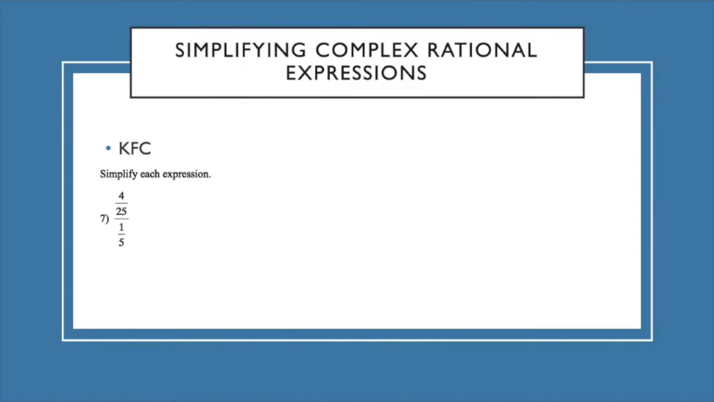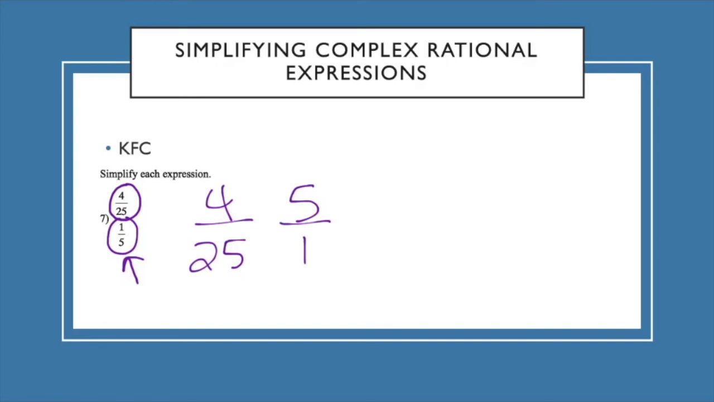Let me explain how we're going to do the KFC. We're going to keep, flip, and change. What I want you to notice here is this is the numerator, but it's got a fraction in it. And this one is the denominator, and it has a fraction in it. These are called complex rational expressions because they're fractions inside of fractions. Are you with me so far? Sweet. So we're going to keep the 4/25. We're going to flip the 1/5 because we are dividing, so we change it to 5/1. A fraction means divide, but we're not going to divide. We're going to multiply.